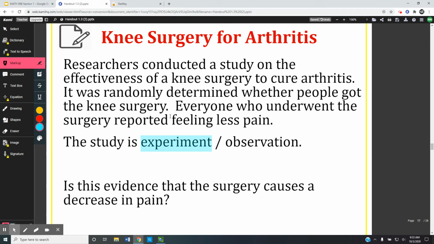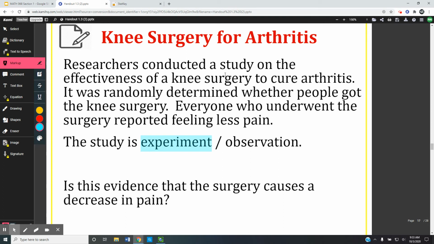Everyone who underwent the surgery reported feeling less pain. Okay, is this evidence that the surgery causes a decrease in pain? Well, first of all, we have a couple of things going on here. We don't have a control group who did not get the surgery. It said everyone who underwent the surgery would feel less pain.